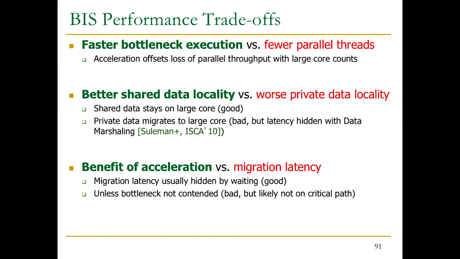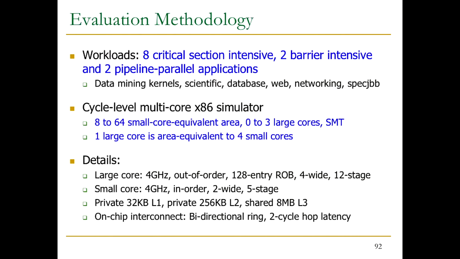Migration latency is actually usually hidden by waiting. That's good, unless the bottleneck is not contended. So you're basically migrating the bottleneck, but somebody else is waiting for it, so that latency, you're not losing it, right? Unless the bottleneck is not contended. So you don't want to ship something that's not contended to a large core, because you don't need to ship it. And you're contending in the large core for other important things. So it's very important to determine what's important and what's not important. What's on the critical path and what's not on the critical path.